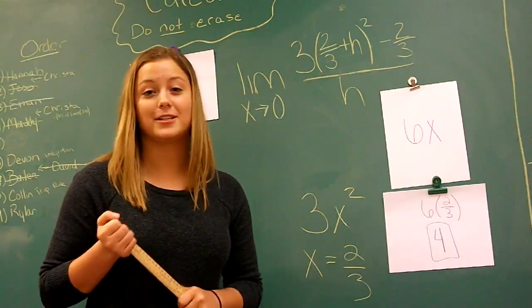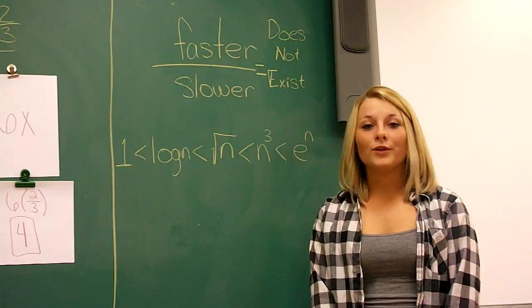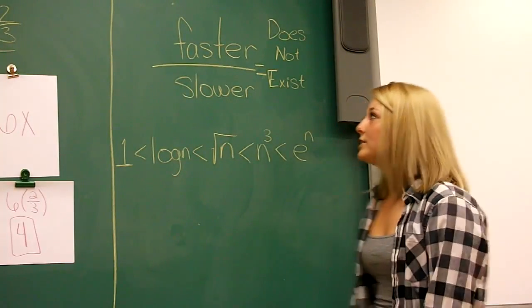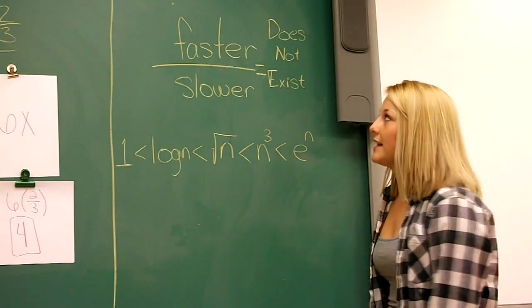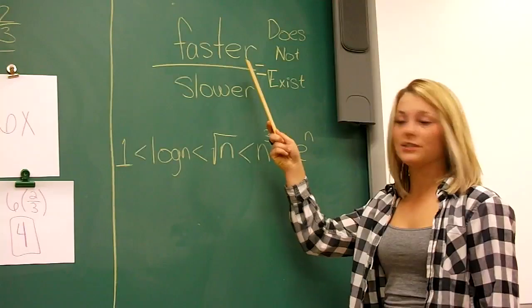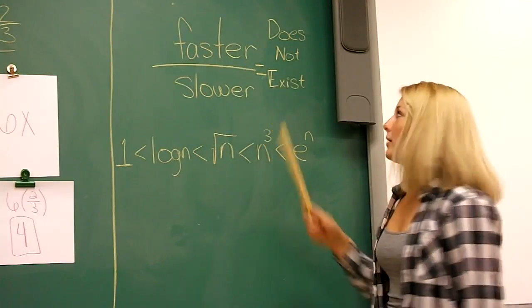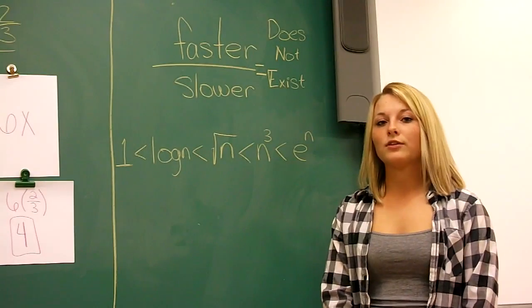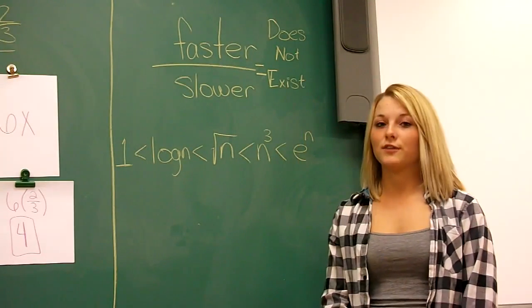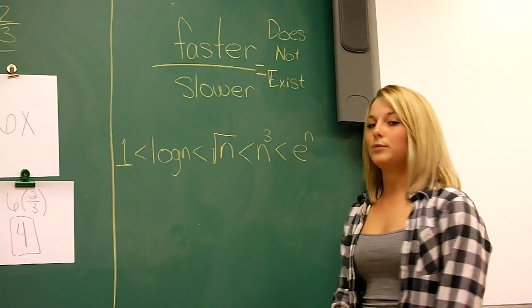Here's Jessica with your special limits. When going about a limit function, you want to see which function grows fastest versus which function grows slowest. So in this case, we have the faster function on top and then the slower function on bottom, which would equal does not exist. If it was flipped the other way around, the slower function would be on top and the faster function would be on bottom, which would equal 0.